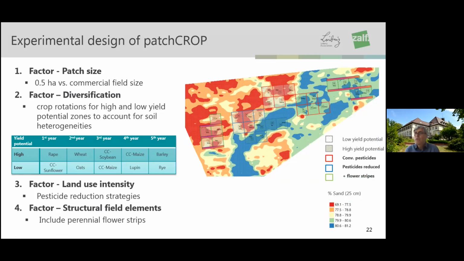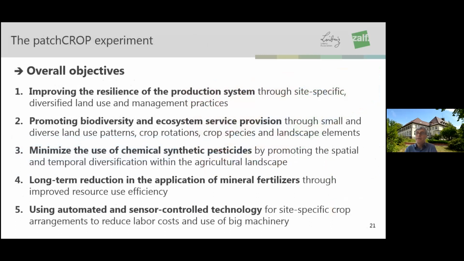So the objectives of these experiments are, on the one hand, to improve the resilience of production systems. So we hypothesize that through this approach we can do that. To promote biodiversity and ecosystem service provision, to minimize the use of chemical synthetic pesticides, and also to reduce the long-term use, or the rates, of mineral fertilizers, and use automated sensor controlled technologies for this.